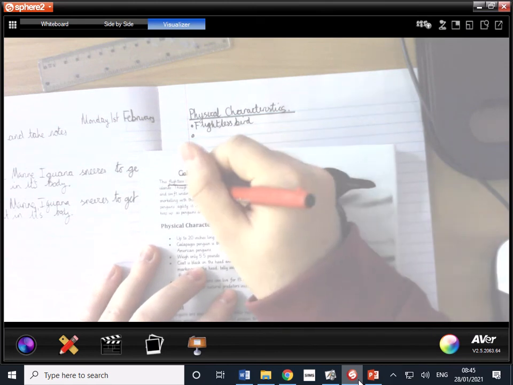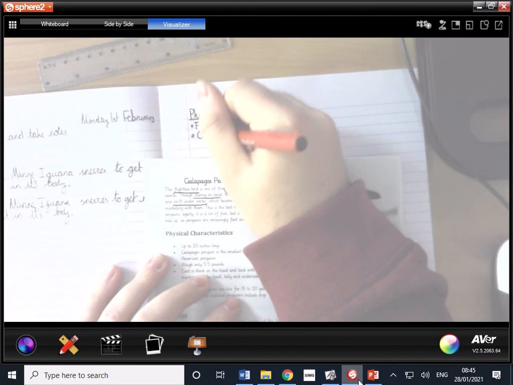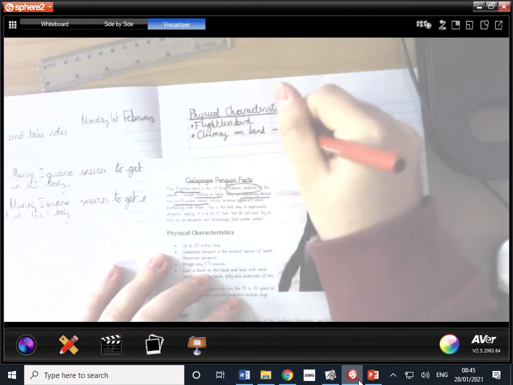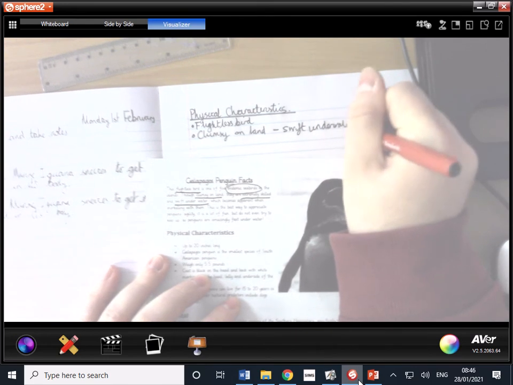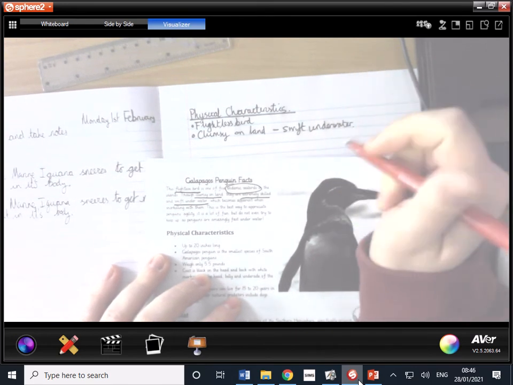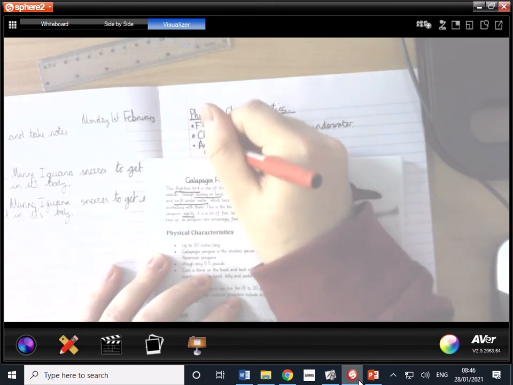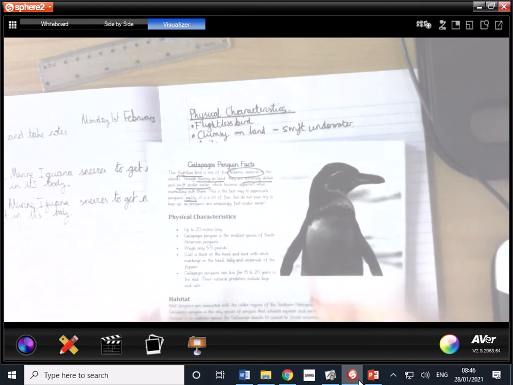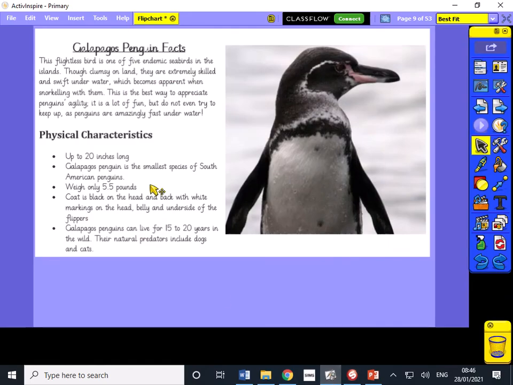Okay, now, extremely clumsy on land and extremely skilled and swift underwater. So I might just write clumsy on land and swift underwater. So you're not copying whole sentences, you're copying key facts here. And then it also says another word that I quite like down here, agile, or well, it says agility, so agile for that. And then you can see in this one we've got physical characteristics again. So this is now going to be nice and easy to take notes from because it's already in bullet points.